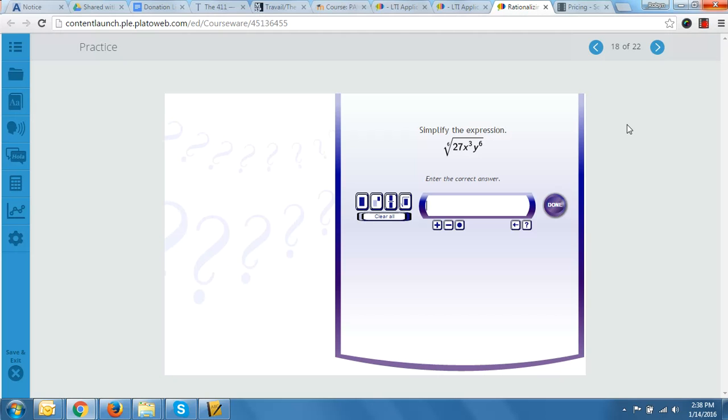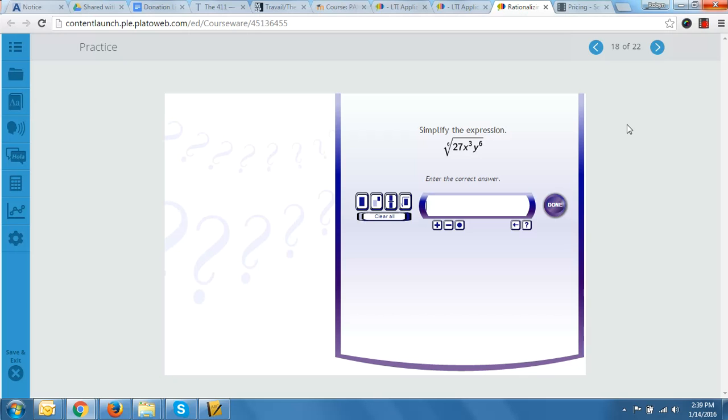27 is the same thing as 3 to the 3rd. So I'm going to have 3 to the 3rd to the 1/6, x to the 1/2, because 3/6 simplified is 1/2, and y to the 1st, again because 6 over 6 simplifies to 1. 3 to the 3rd to the 1/6 gives me the same thing as 3 to the 3/6, or 3 to the 1/2. Then I still have x to the 1/2, and I still have y to the 1.